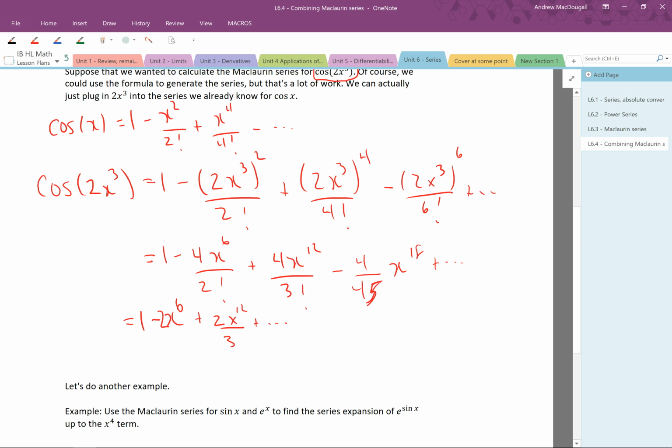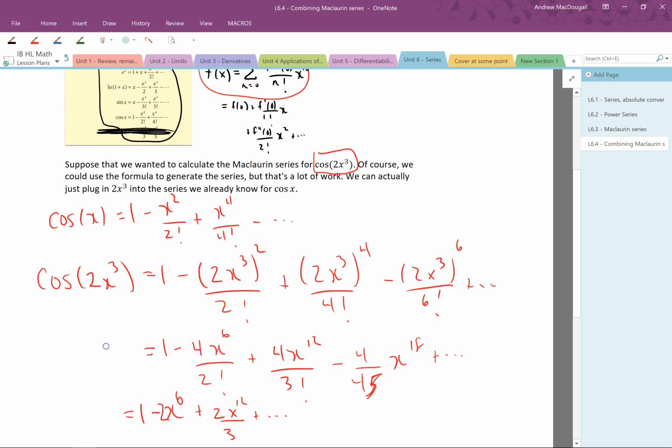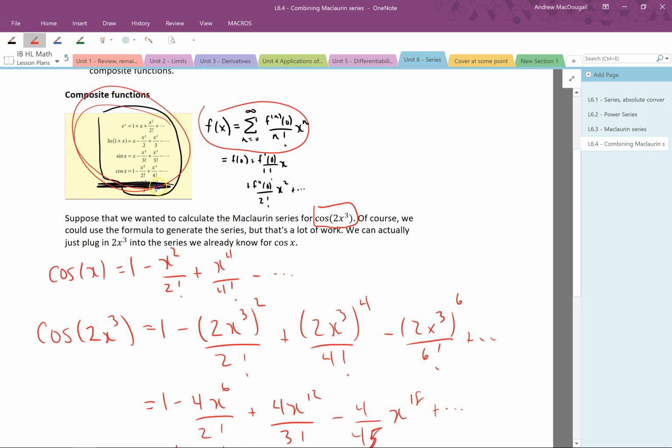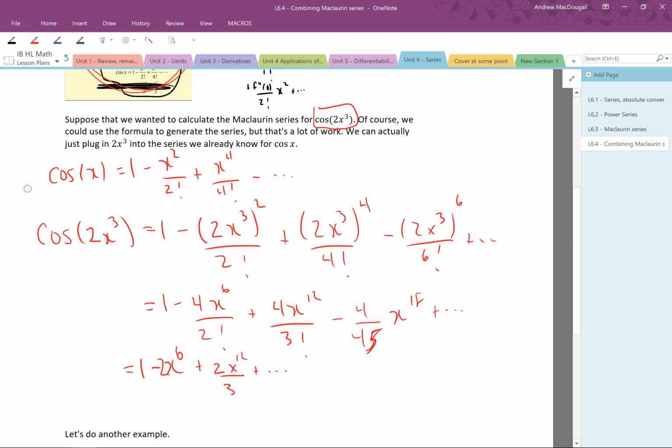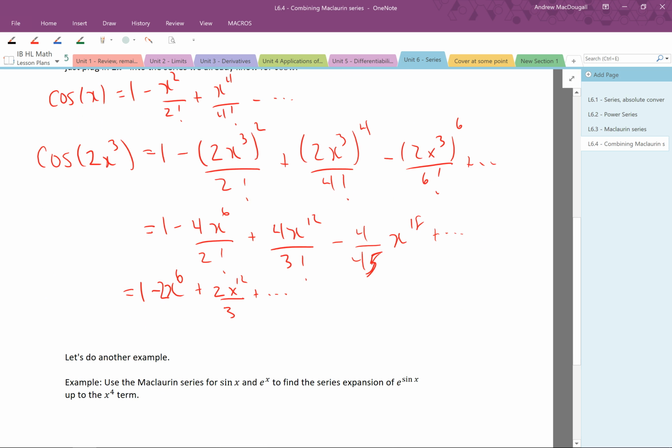So just from already knowing cosine, we can do a composite function. Now, if we have a composite function where the outer function is a series we know, we can just plug into that composite function series to get a new series.